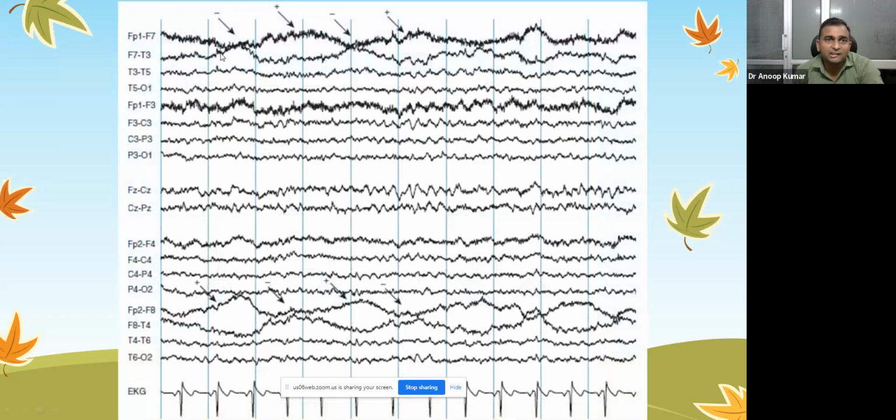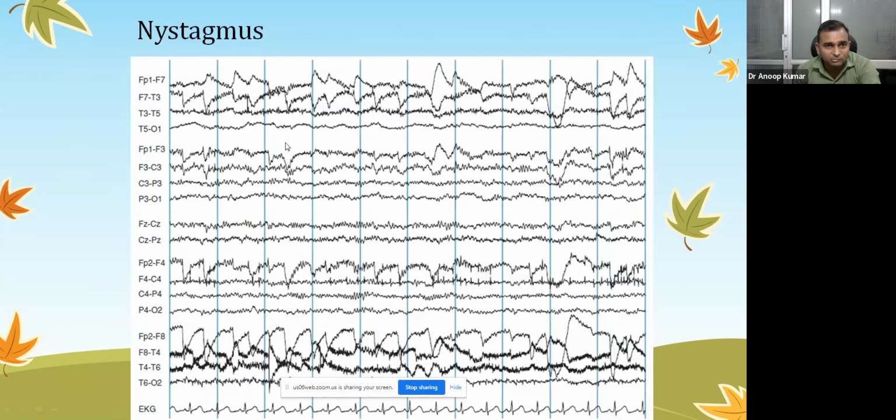Here you can see these are the slow lateral eye movement artifacts. You can see the negativity towards F7 and positivity towards F8. These are the typical lateral eye movements. They are somewhat less steep than the proper eye blink artifact.